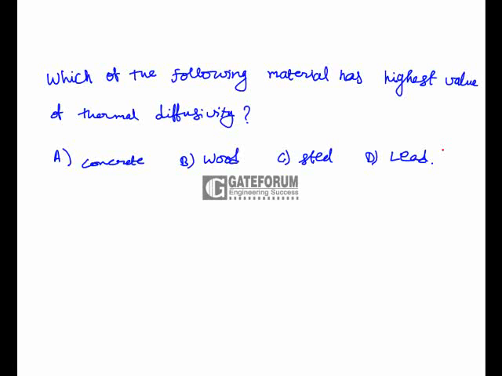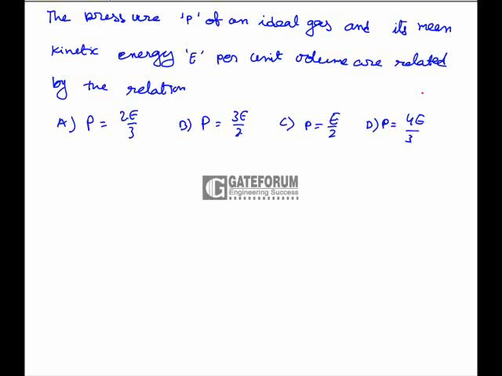Which of the following materials has the highest value of thermal diffusivity? Here the right answer is lead. Pressure P of an ideal gas and its mean kinetic energy E per unit volume are related by the relation. So here the right answer is P is equal to 2/3 E.